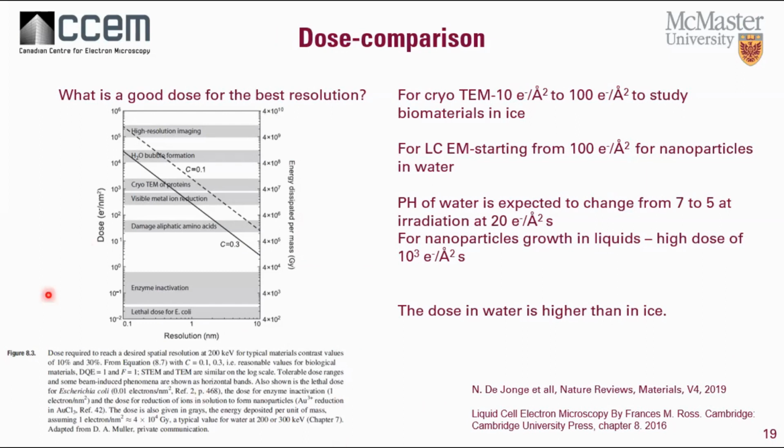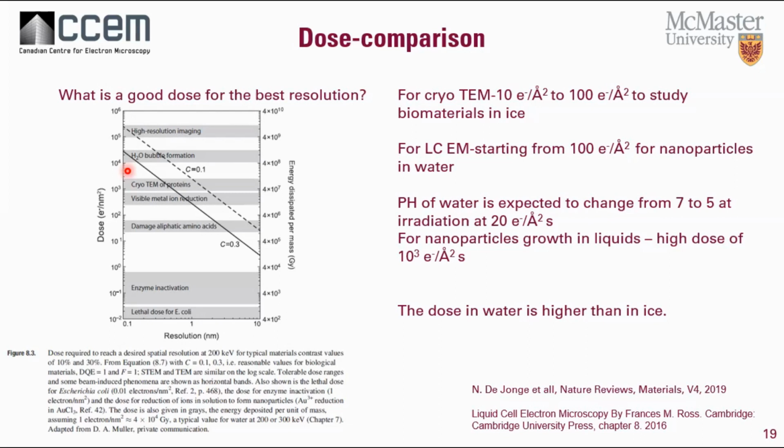This figure shows the dose required to reach a desired spatial resolution at 200 kilovolts for different materials. For example, the limiting dose for E. coli is about 0.01 electron per nanometer squared, compared with the metals, which is about 100 times bigger.